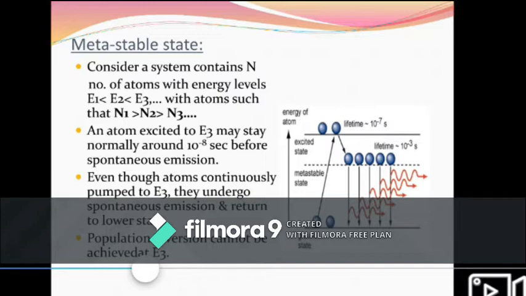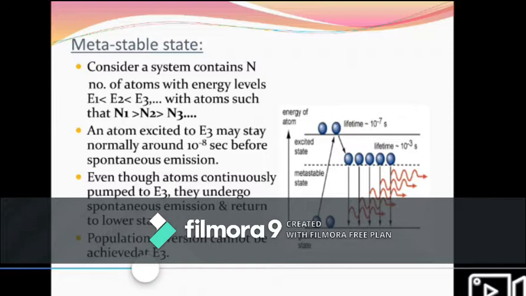Suppose you don't have a system where the metastable state exists at all, then you cannot achieve population inversion, and neither the laser. It means if the system does not have a metastable state, you will never achieve the population inversion and you will never achieve the laser. So, the metastable state is a must to get the laser output.